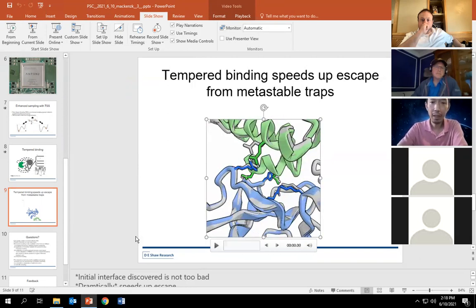So this is just one application, but you could imagine doing something like this to help you sample different ways that a ligand might bind to a protein as well. Or, for example, if you had a protein with multiple domains and you wanted to better sample how those domains fit together, you could also use something like this.